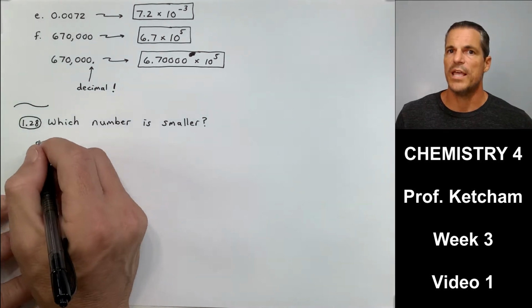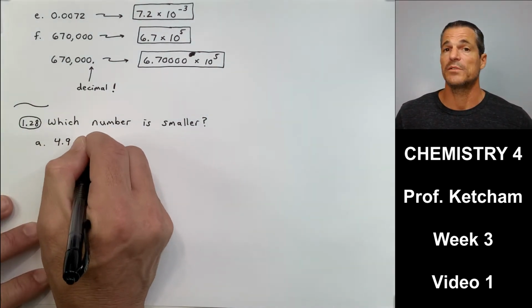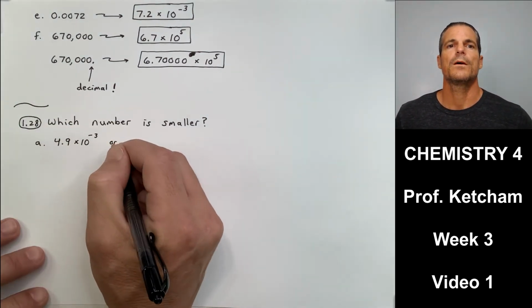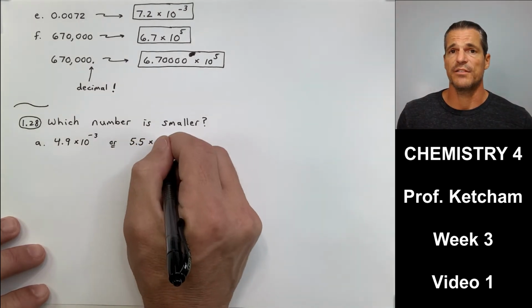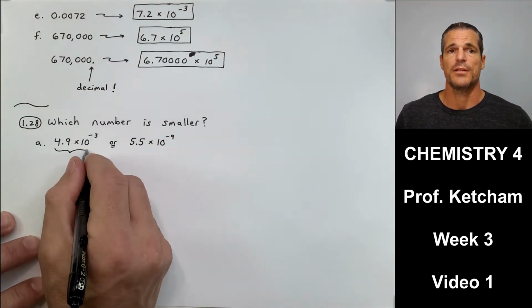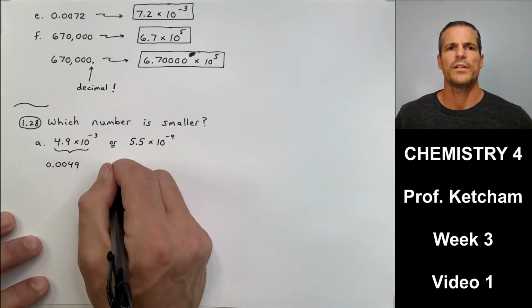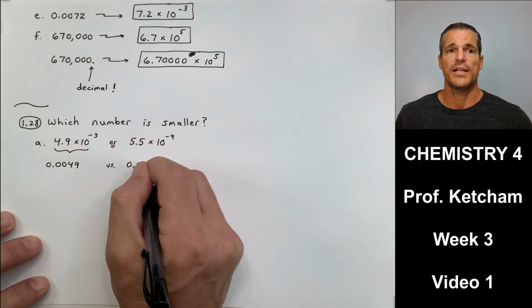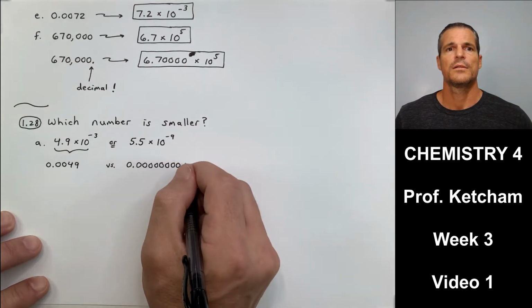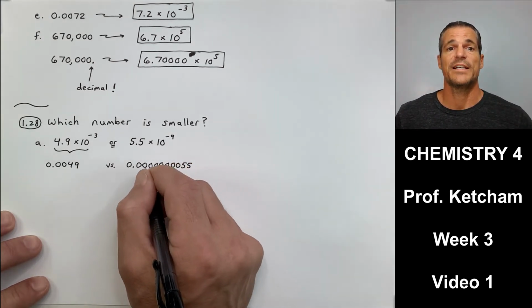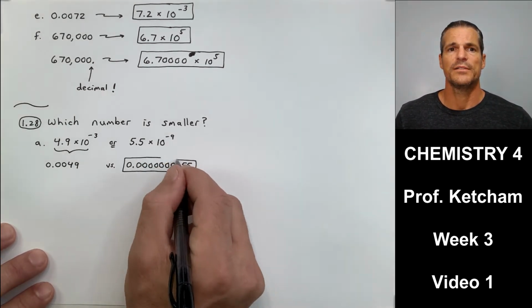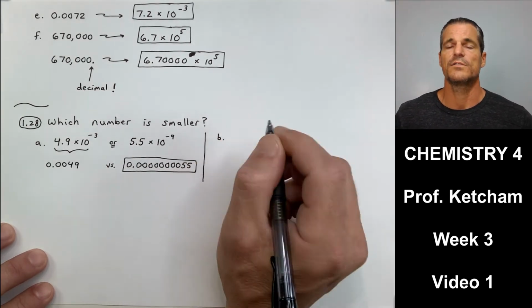All right, number 28 in chapter 1. Which of the following numbers is smaller? All right, if you know how to do it without changing things, go ahead. I'm going to go ahead and change it. So now we're going from scientific notation to standard notation. 4.9 times 10 to the minus 3, that's 0.0049. 5.5 times 10 to the minus 9th is very small, 0.000000, all these zeros, 55.